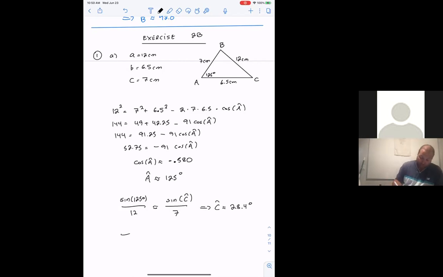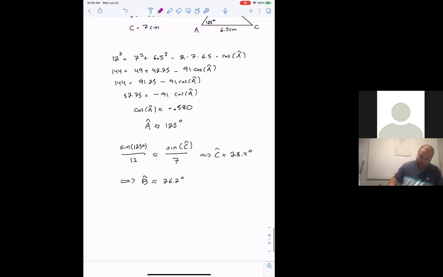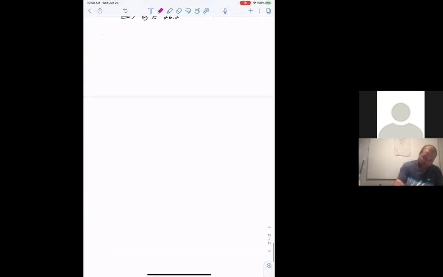And once I have two angles, I just use geometry to find the third. I take the original 125.4273587, add it to 28.38082585, and I do 180 minus that, and I get 26.2 degrees. So that was A. Let's do now B.